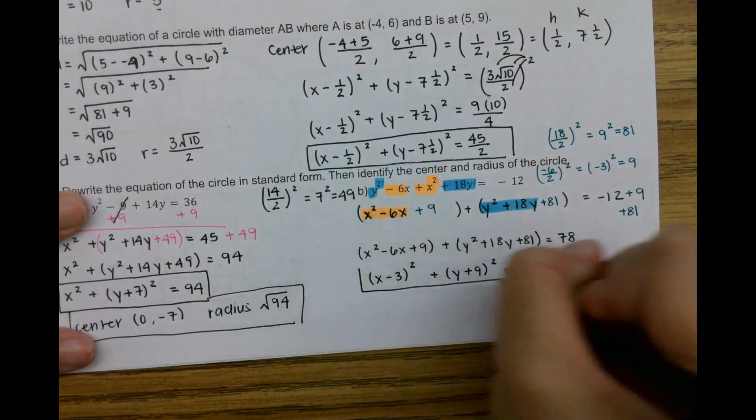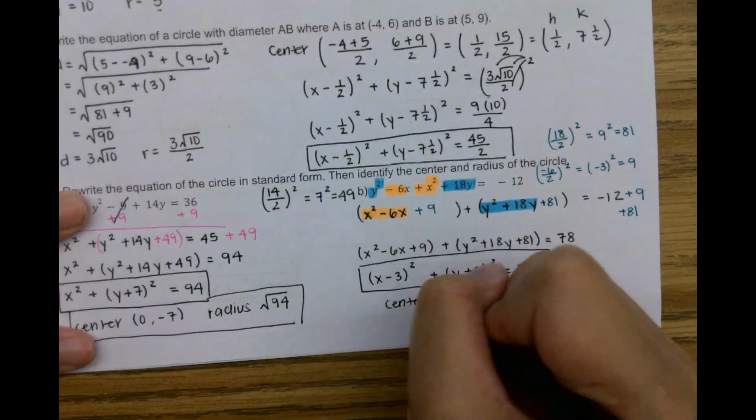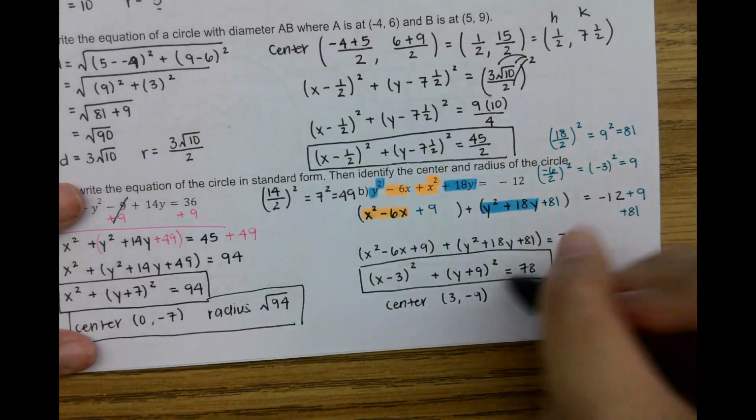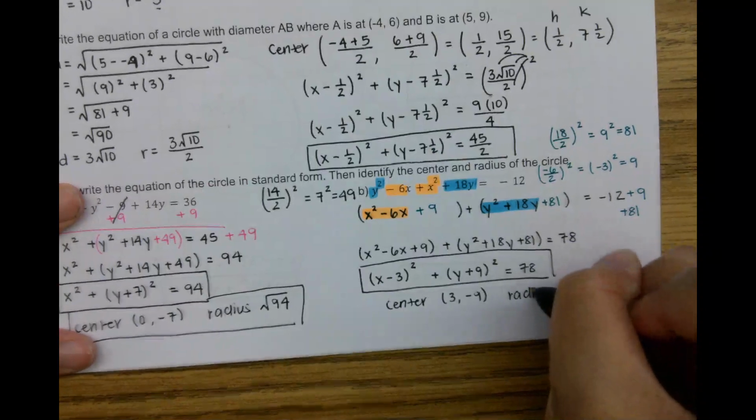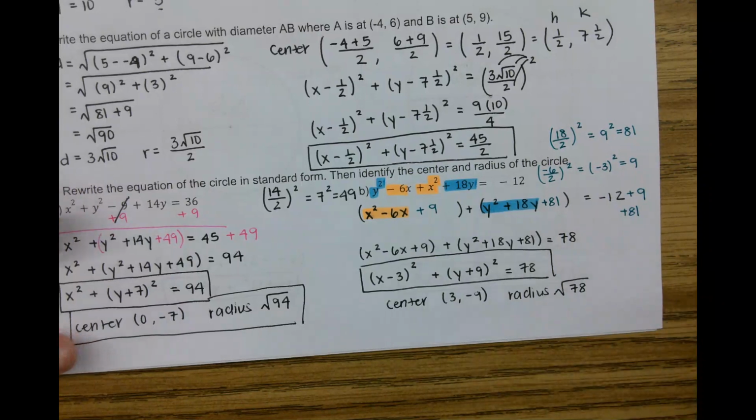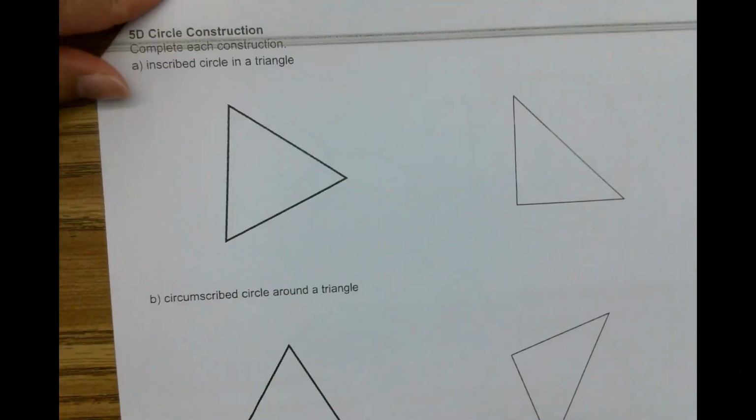So this is my equation of the circle. The center is at 3, negative 9. This is r squared, so the radius would be square root of 78. It's already in simplified radical form, and I'm done. So that's 5C. Next is 5D, and so this is all of our constructions.